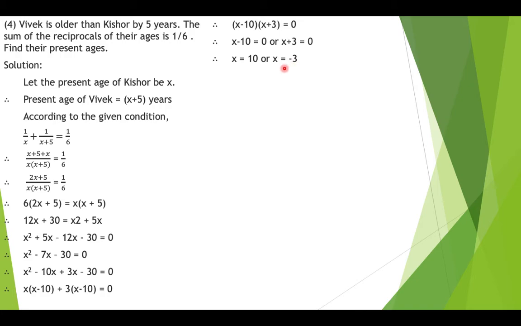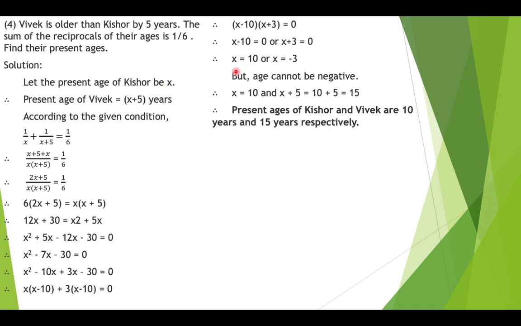minus 3. Again, what we observe over here is, since the age is being asked and age cannot be negative, that's why we have to say that the age of Kishore is 10, since we have put the age of Kishore as x. Age cannot be negative, therefore x is equal to 10 and x plus 5 is equal to 10 plus 5, which is 15. Therefore, the age of Vivek will be 15 years. The present ages of Kishore and Vivek are 10 years and 15 years respectively.